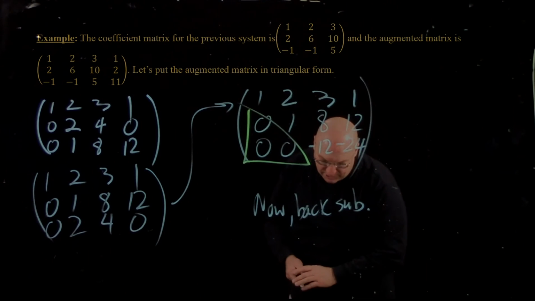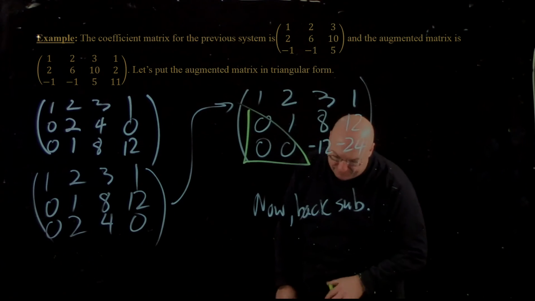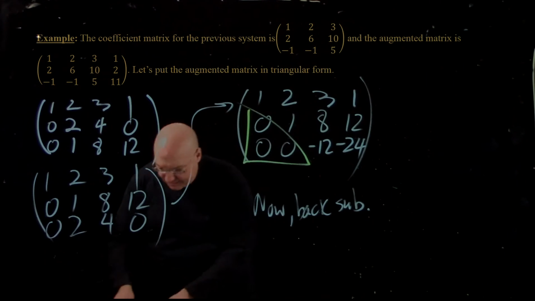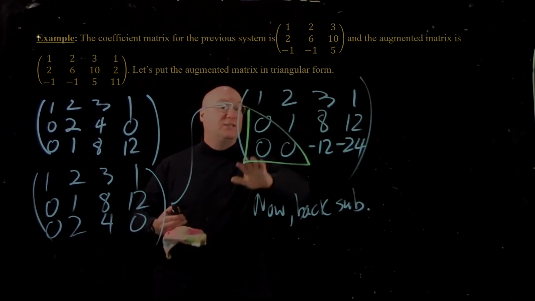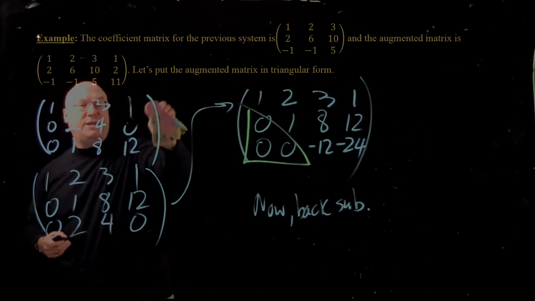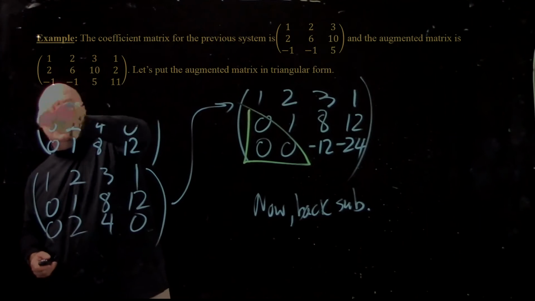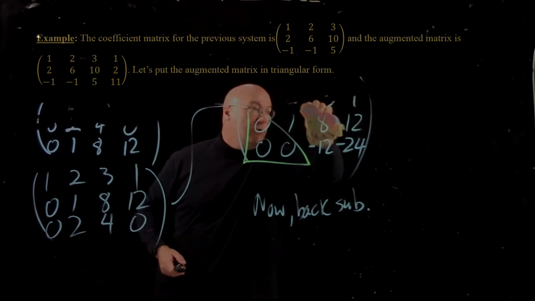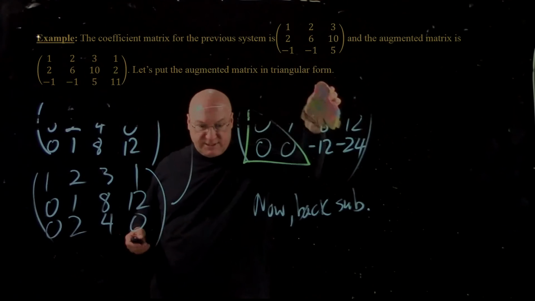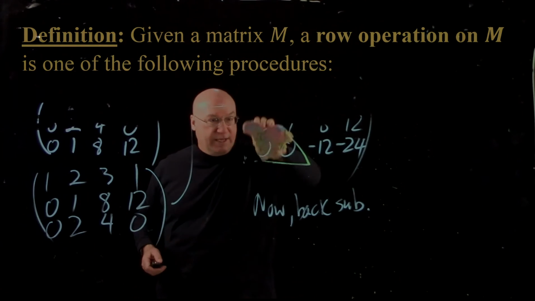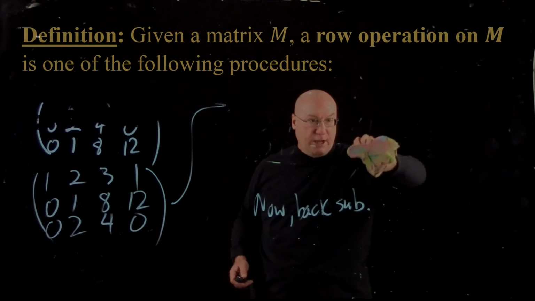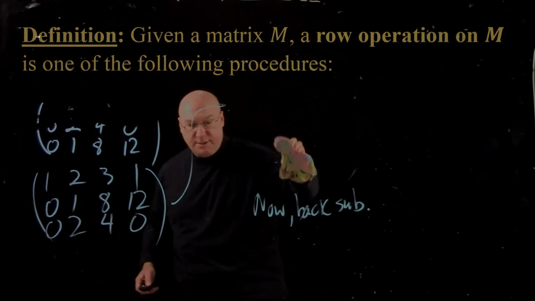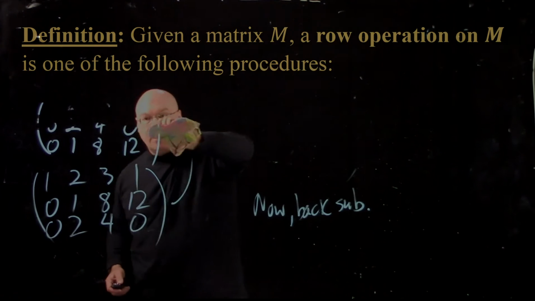Okay, so I'm not going to, again, do the back substitution there, but this is the way we want to start thinking. We want to think in terms of matrices. I want to think of getting them in triangular form, which means having that lower triangle of zeros. And let's see if I have room. Yes. Given a matrix M, a row operation on M is one of the following procedures.